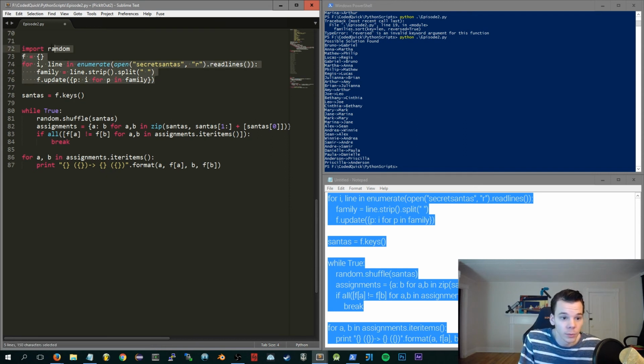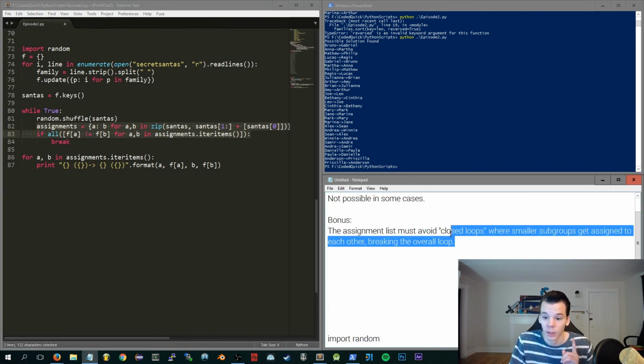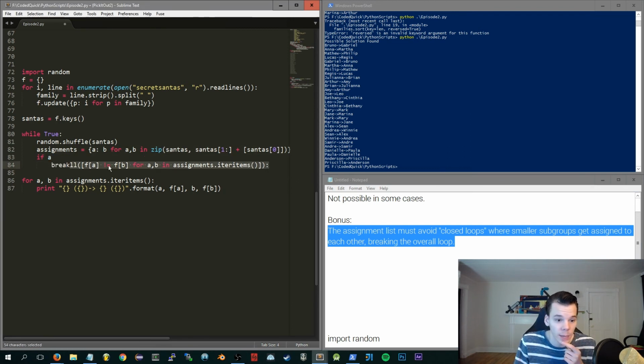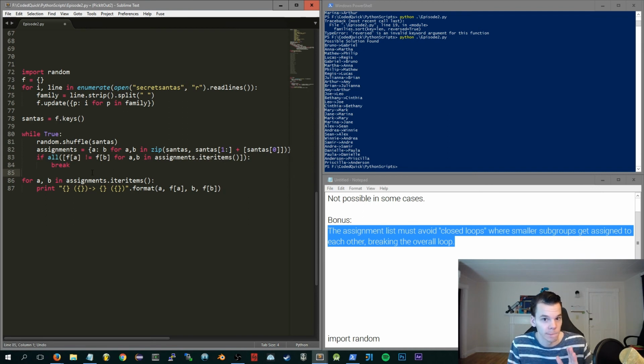This is dealing with sort of cutting up the families from that text file in a way that they liked. And then it just loops infinitely, and then it shuffles it, and then it does a little check here, and we don't have to go through the code here. Basically, all you have to know is that it's checking to see if it is valid, with the bonus of if there's a closed loop. If it does happen to work, then it just breaks the infinite loop and it's done.